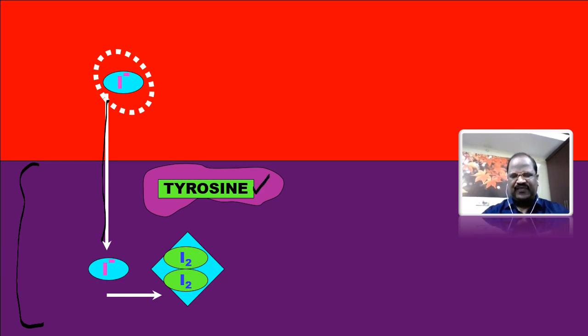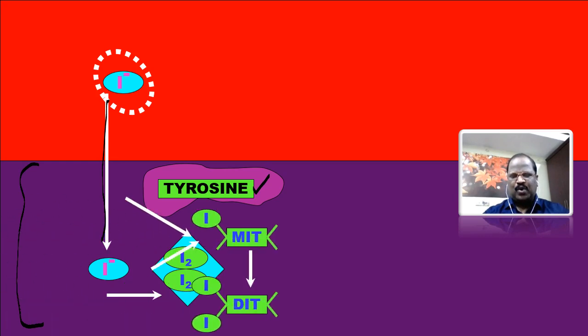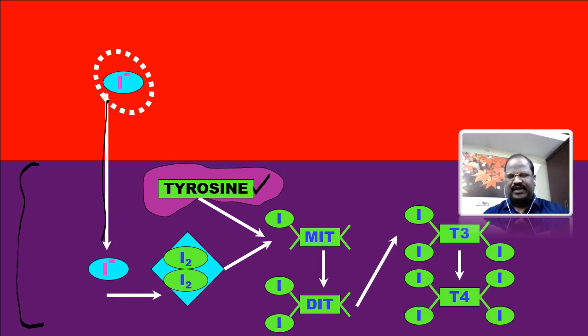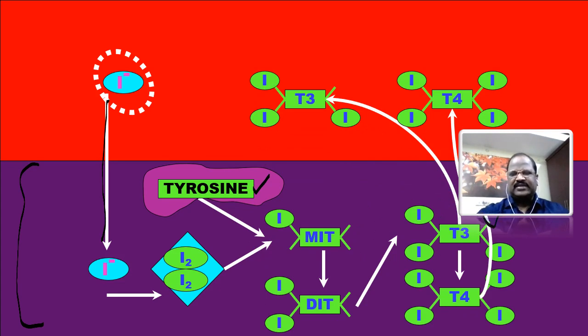That is called organification. They may form monoiodotyrosine and diiodotyrosine. Once they are formed, the next step is coupling. Coupling of mono with diiodo and coupling of diiodo with another diiodo results in the formation of T3, T4 hormone. Once the hormone is synthesized, it is stored here for about 3 to 4 weeks, and then the hormone is released. Imagine this is the peripheral circulation. So both T3 and T4 are released into circulation.